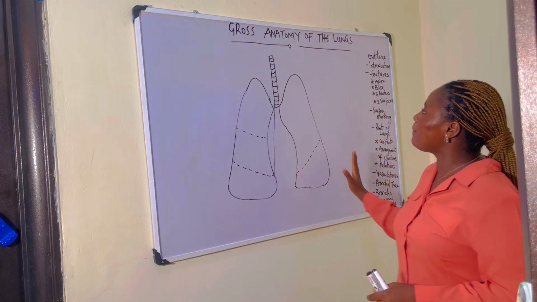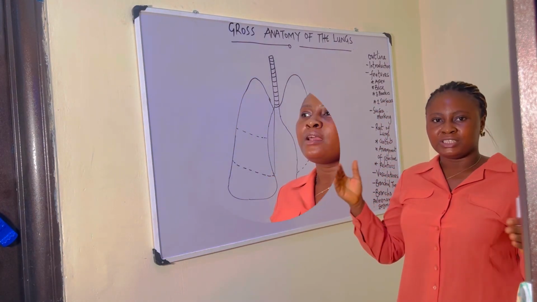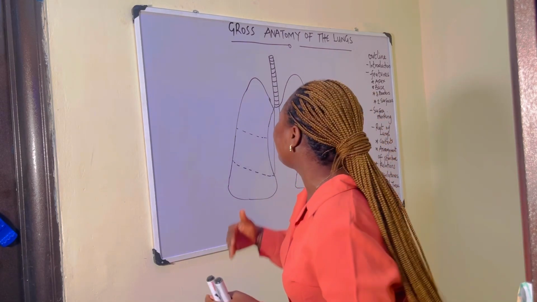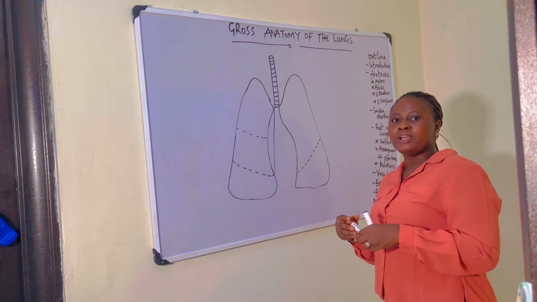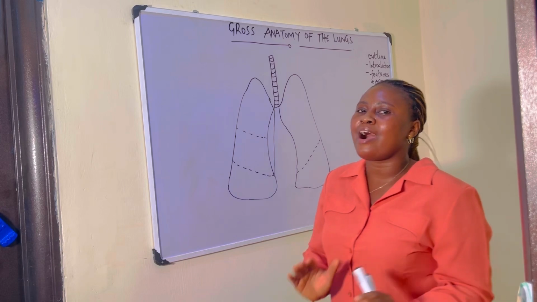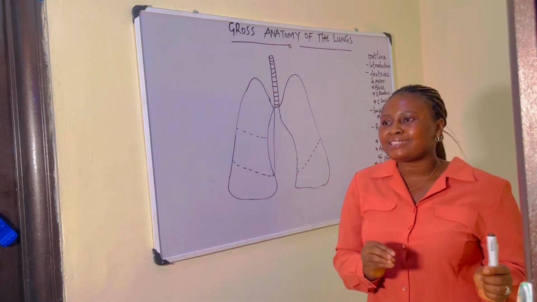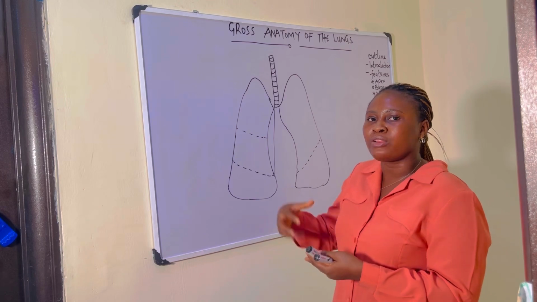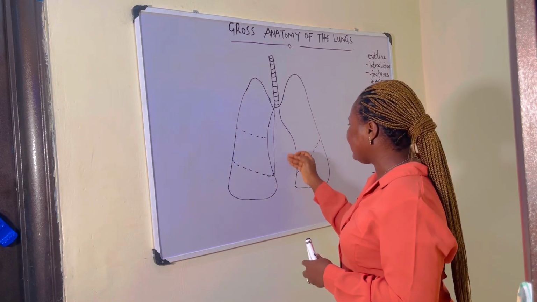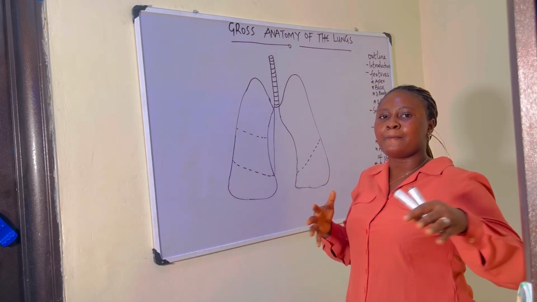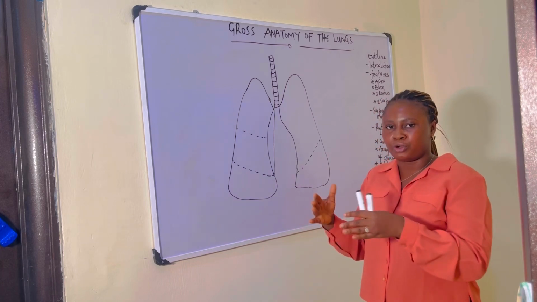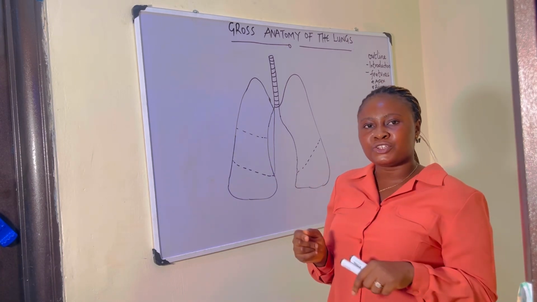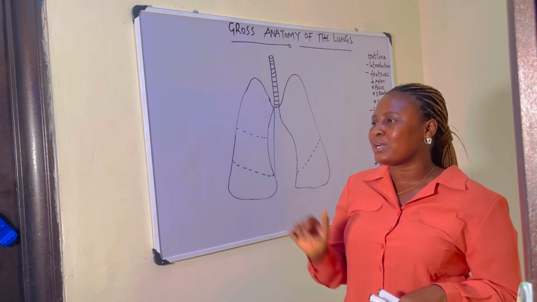So this is a typical representation of the lungs. The lungs are a pair of respiratory organs that are situated in the thoracic cavity. So we have the right lung and we have the left lung. The right and the left lungs are separated by a space, what we call the mediastinum. This is the mediastinum, which is the septum that separates the right lung from the left lung in the thoracic cavity. Please, if you've not watched my video on the mediastinum, please do so. I'll leave the link in the description box below.